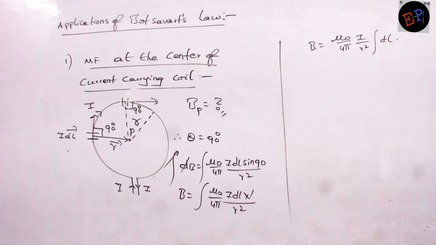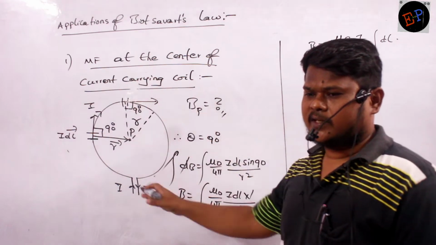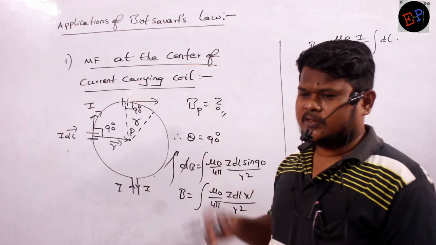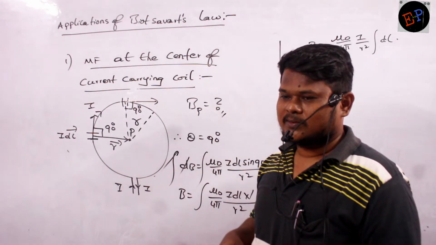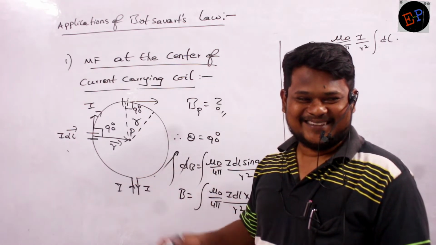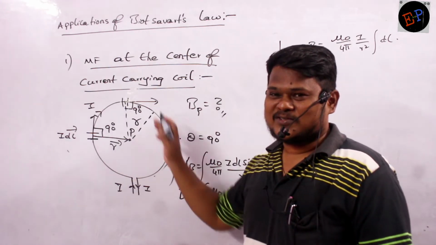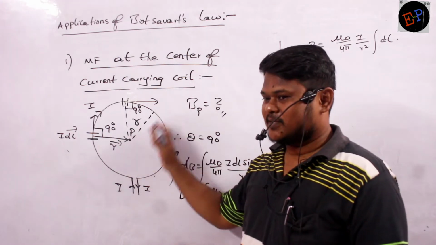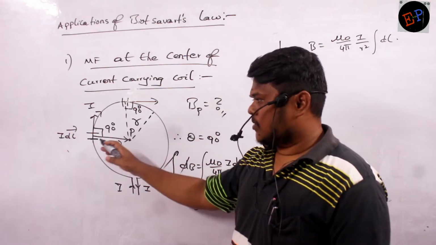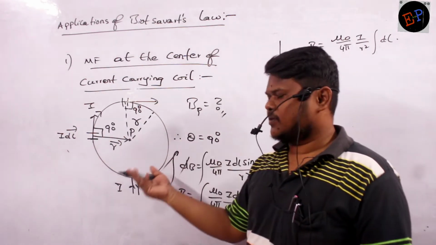So what is dl? dl is a small current element. Integration of dl is the total length. Length of this wire is how much? Circumference, 2 pi r. My radius is already given. Circumference is 2 pi r. Small length is dl. Integration means the total length of the wire, and the total length of the wire is 2 pi r.